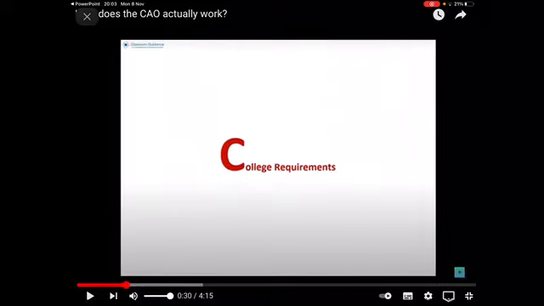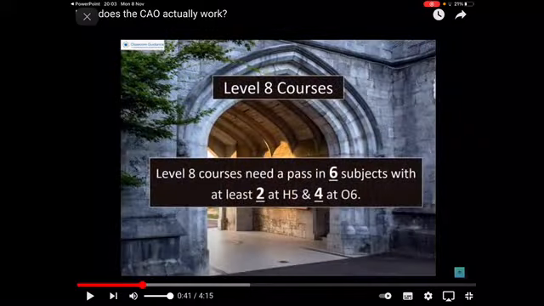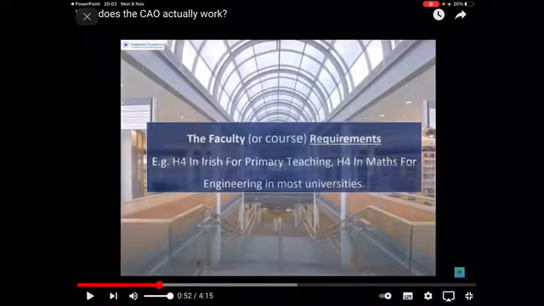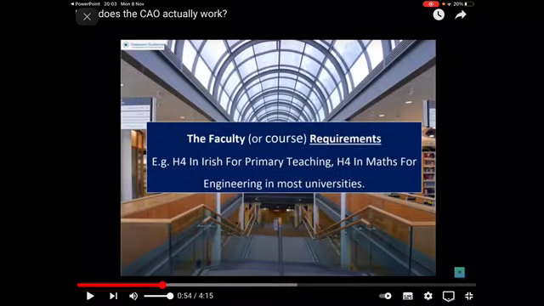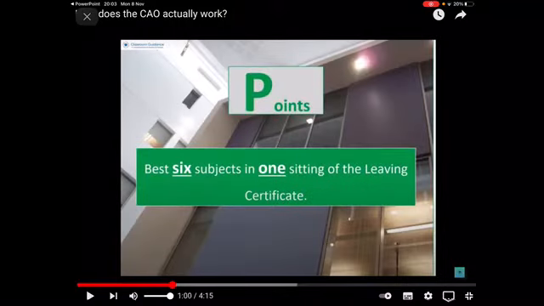College requirements refer to the minimum entry requirements for certain categories of courses. For example, for level 6-7 courses, you will need 5 O6s in your leaving cert. And for level 8 courses, you will need at least 2 H5s and 4 O6s. The faculty requirements are specific course requirements, for example a H4 in Irish for primary school teaching or a H4 in Maths for most level 8 engineering courses. Points are calculated from your 6 best results in your leaving cert.